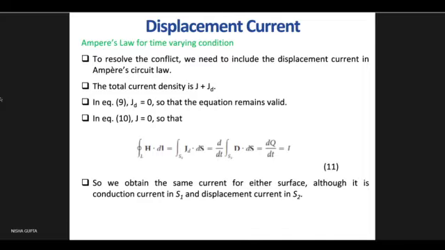And this is nothing but D dot dS, which is Q. So the integral of D dot dS is equal to charge, and that is why we get this as dQ by dt. The rate of change of charge, d by dt of Q, is equal to the current. The time derivative of the charge is equal to the current. So now the equation is correct.